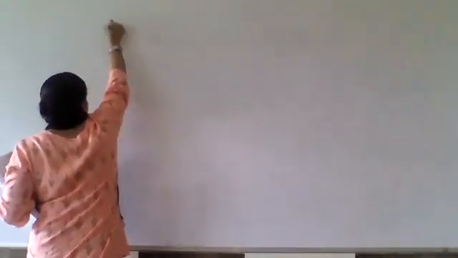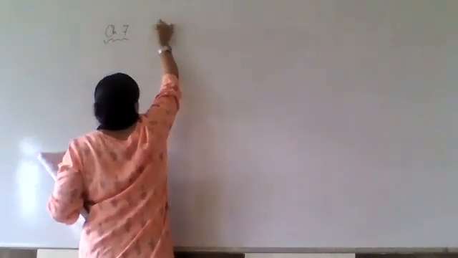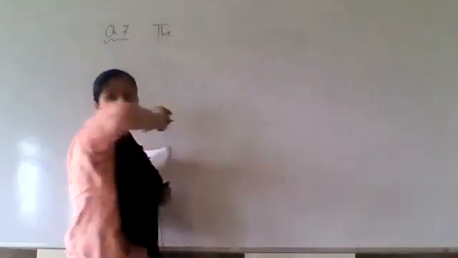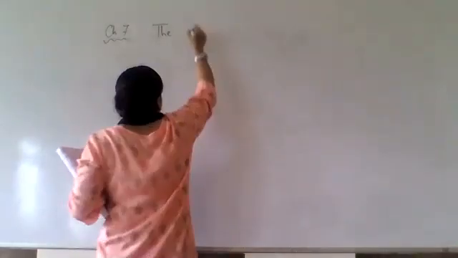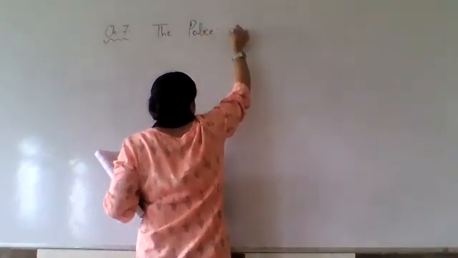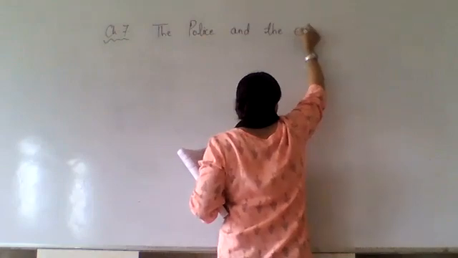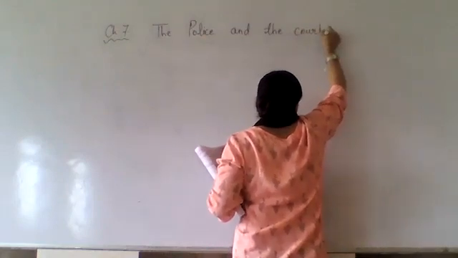So we'll start chapter 7, the code, the police and the courts. The police and the courts.